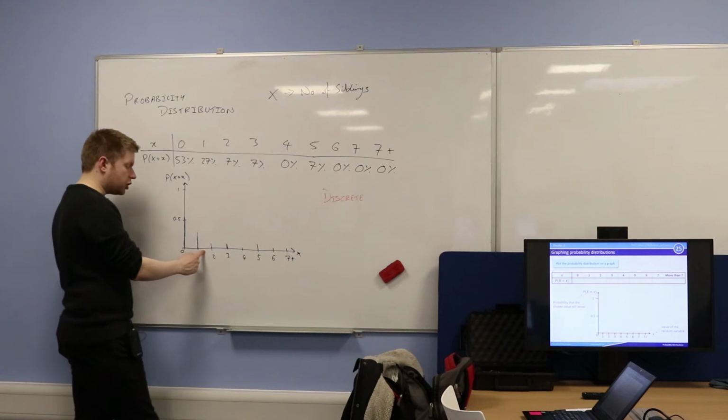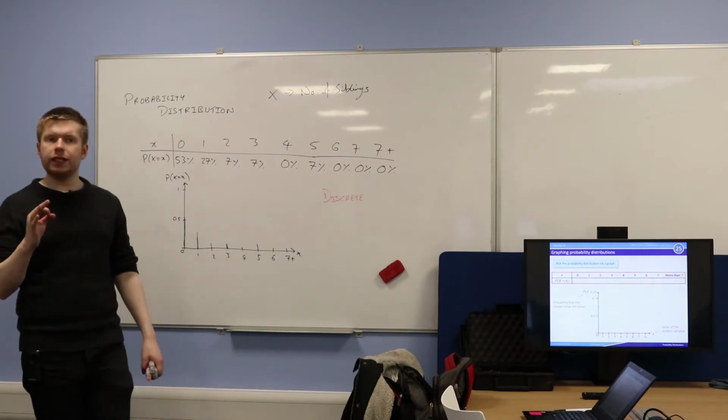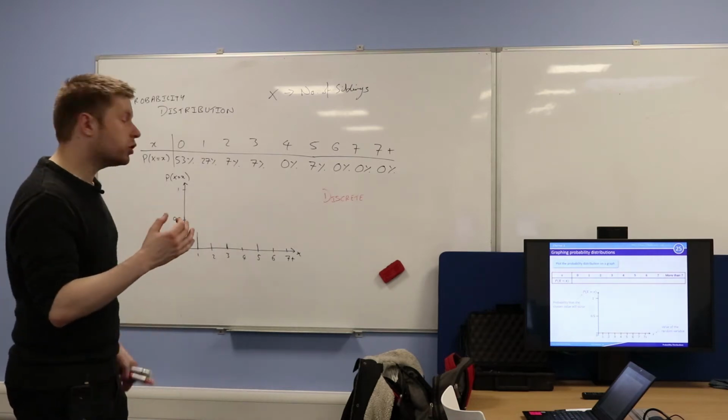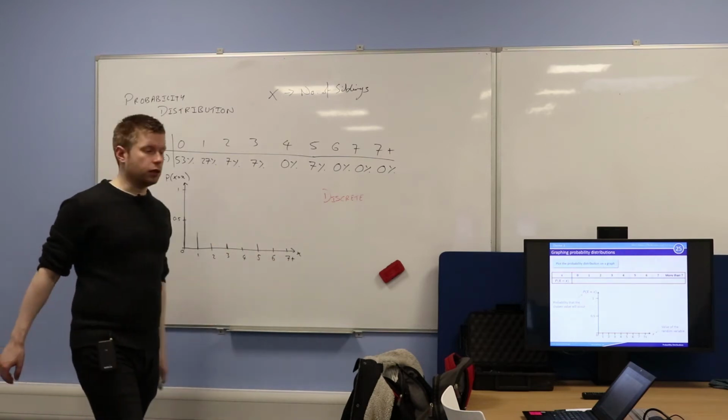So for example, I can interpret this: a value of 1.5, which is halfway between 1 and 2, doesn't have any height there. So therefore, the probability of getting somebody who has 1.5 is 0, because we know it can't happen. It's discrete. Yeah? Okay, good.